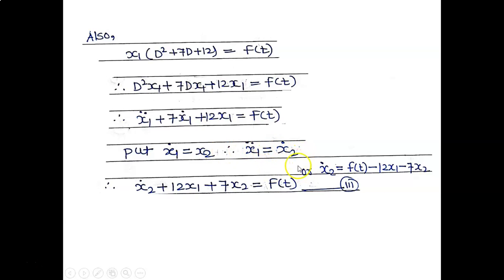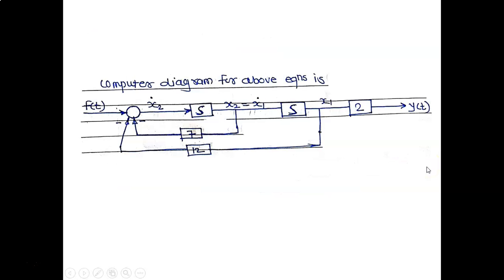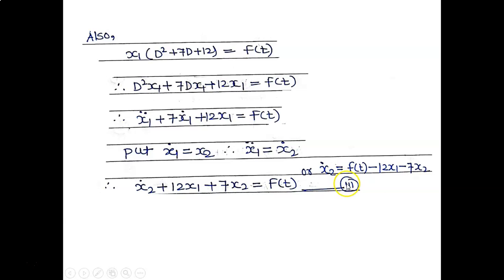Therefore we are getting the value as x2 dot plus 12x1 plus 7x2 is equal to f(t), or x2 dot is equal to f(t) minus 12x1 minus 7x2. Now considering equations 2 and 3, we will draw the computer diagram.